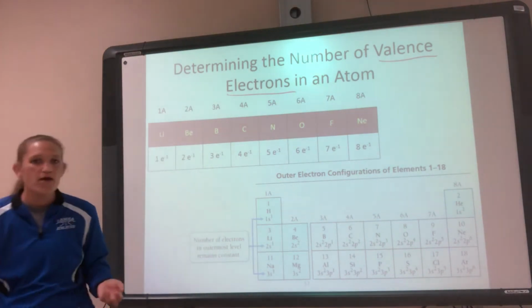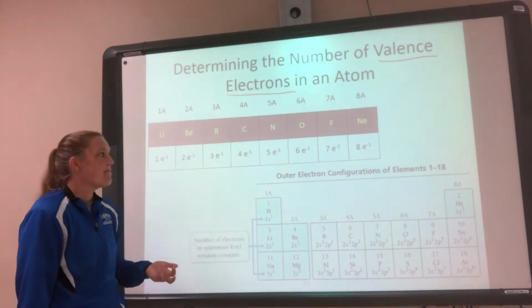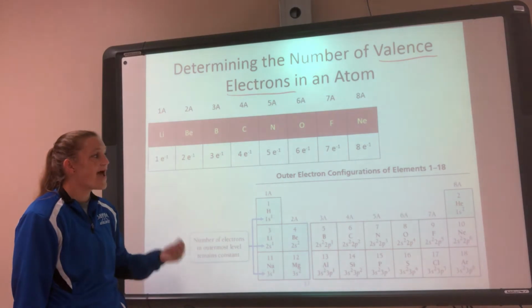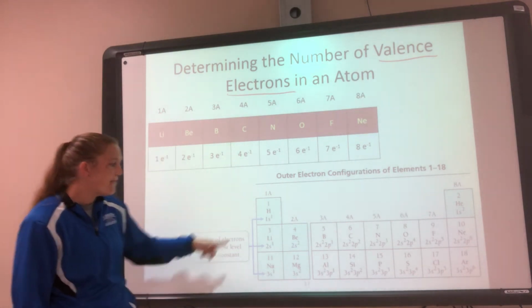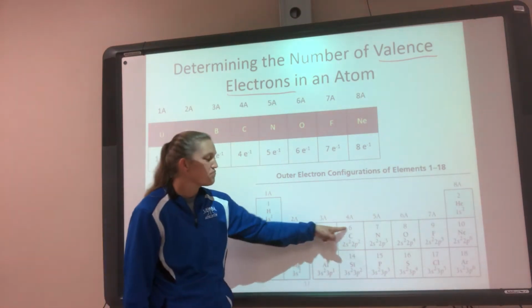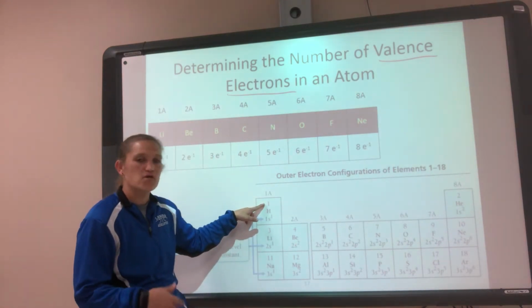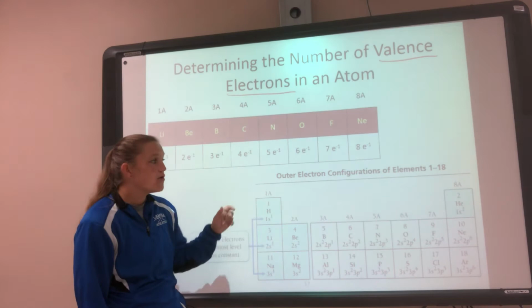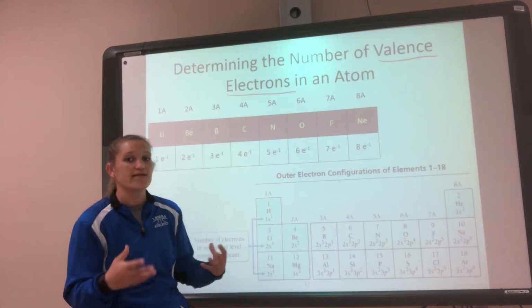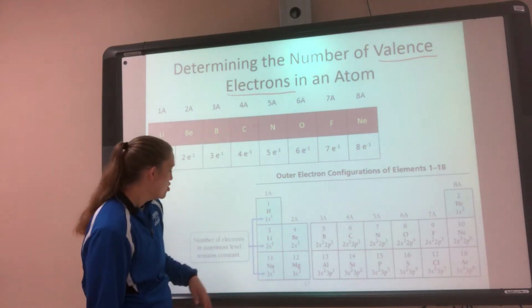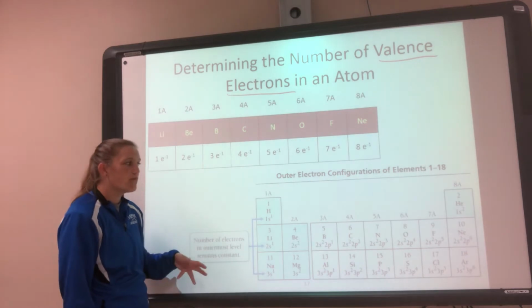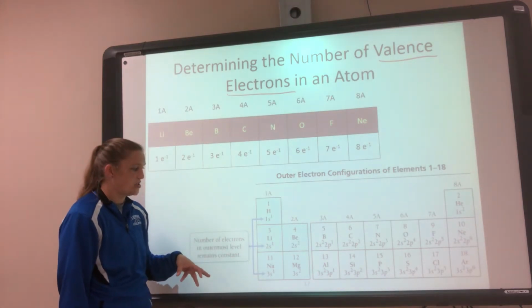So how do I know how many valence electrons an atom has? Remember, we know how many electrons it has by looking at the number, and if it's neutral, it has the same number of protons as it does electrons. But I don't want to know just the electrons. I want to know the valence, the outside. So remember we went through and practiced writing our electron configurations.